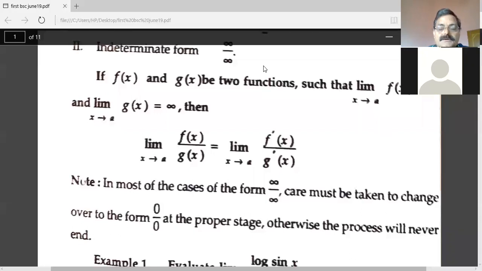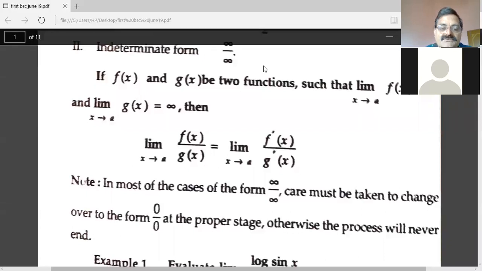On indeterminate forms. So let us have another indeterminate form now, that is infinity by infinity. In the last class, I studied about the 0 by 0 indeterminate form. But in this class, we have the indeterminate form infinity by infinity. Remember, infinity by infinity is also an indeterminate form.